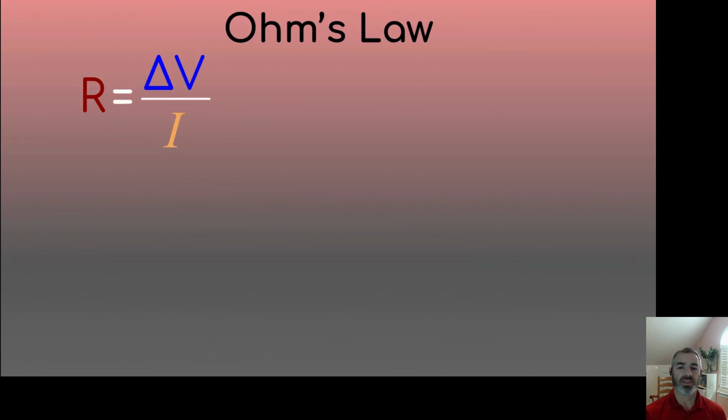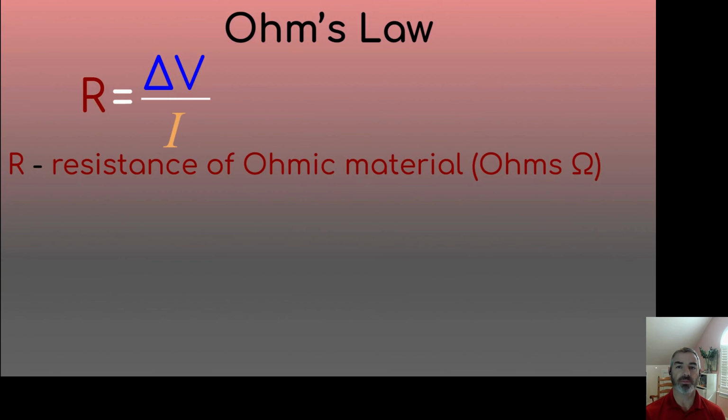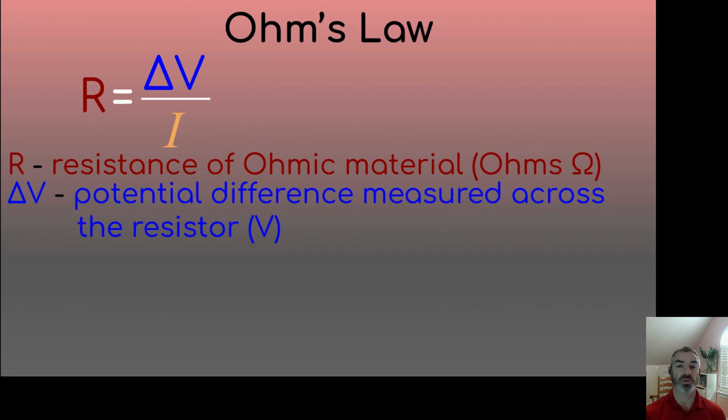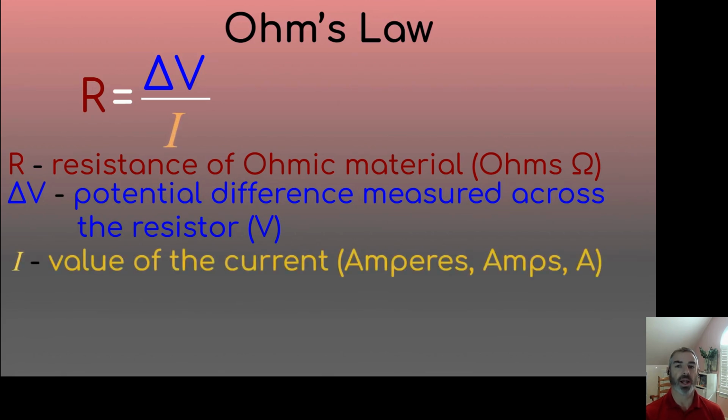So R stands for the resistance of an ohmic material, and that's measured in ohms, which is the Greek letter omega. Delta V is the potential difference across the resistor, that's measured in volts, and I is the current flowing through the resistor, and that's measured in amperes or amps or capital A. So an ohm is defined as a volt per amp using Ohm's law equation.